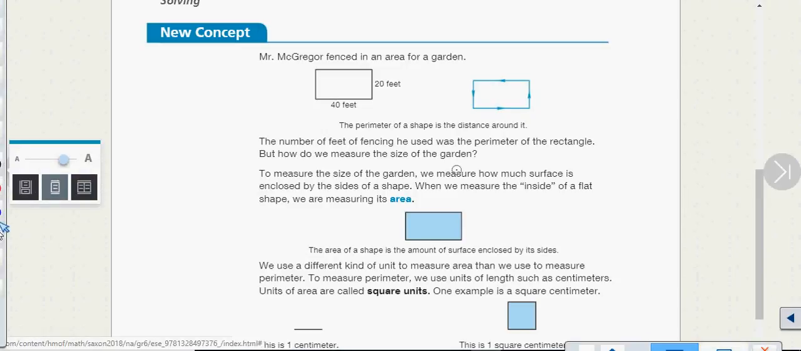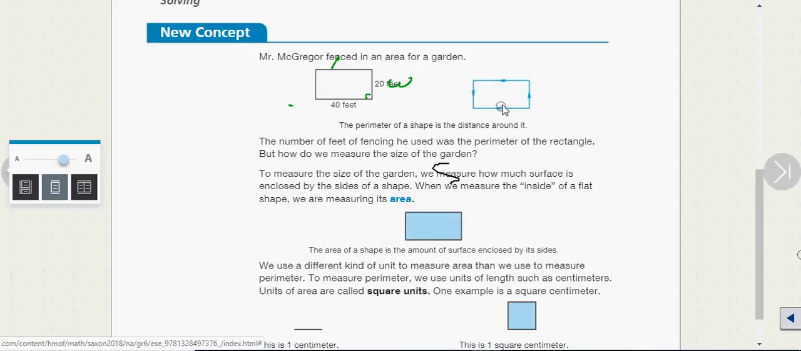The only really good way to do that is to take your length and your width and multiply them to find how many square feet will be inside the garden. So to find the area of a rectangle, you take length times width, 40 times 20. The area is the amount of surface enclosed by the sides.